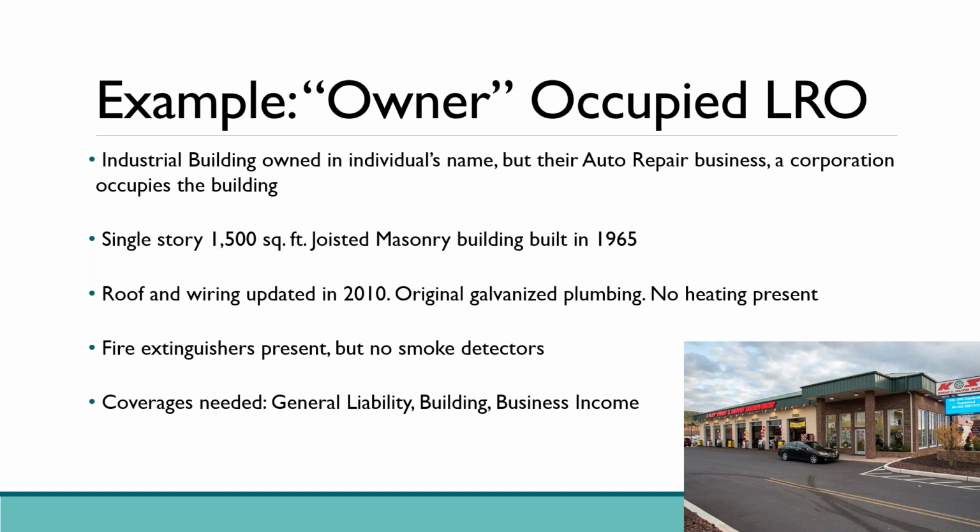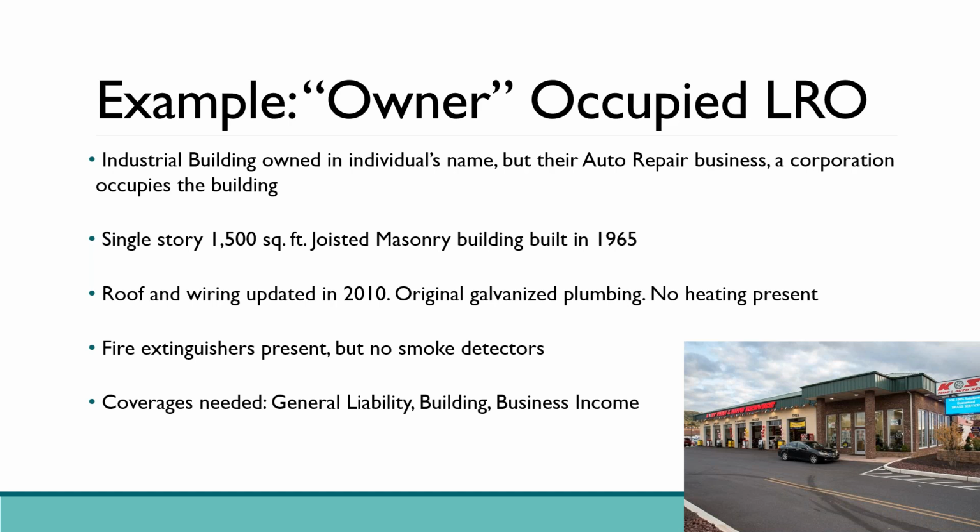In this instance, the building owner owns their building in their individual name. Let's just call him John Smith. But then he has his corporation for his auto business, Auto Repair Inc. So they are two separate entities, even though the corporation is also owned by John Smith. Since they are two separate entities, the carriers would view that as an LRO exposure.